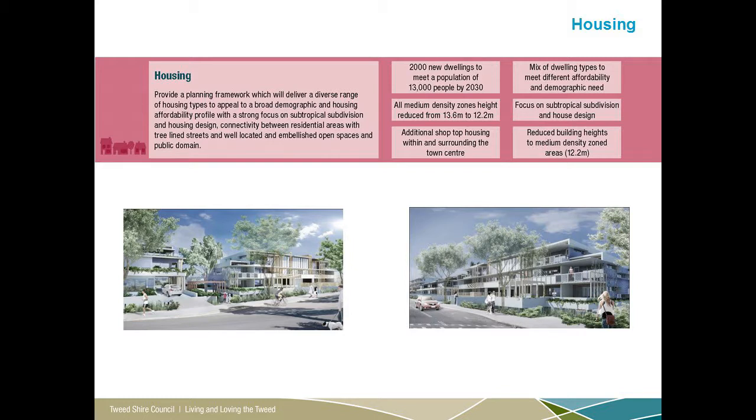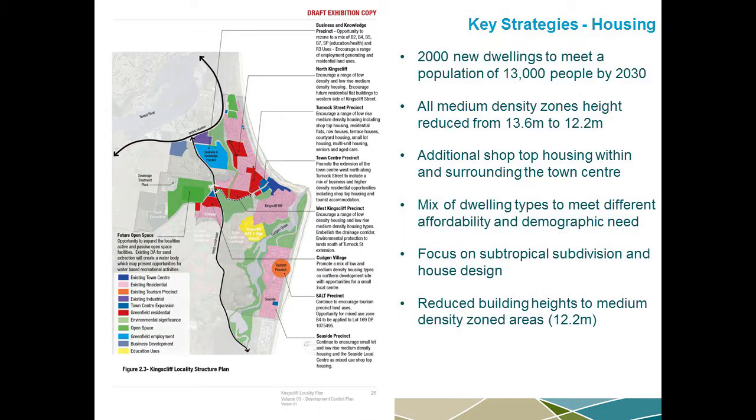So, housing. The vision statement there is to provide a planning framework which will deliver a diverse range of housing types to appeal to a broad demographic and housing and affordability profile, with a strong focus on subtropical subdivision and house design, connectivity between residential areas with tree-lined streets and well-located, embellished open space and public domain. So the key strategies there are, and that top number has actually been updated since then, to meet a growing population within that 30-year time frame.